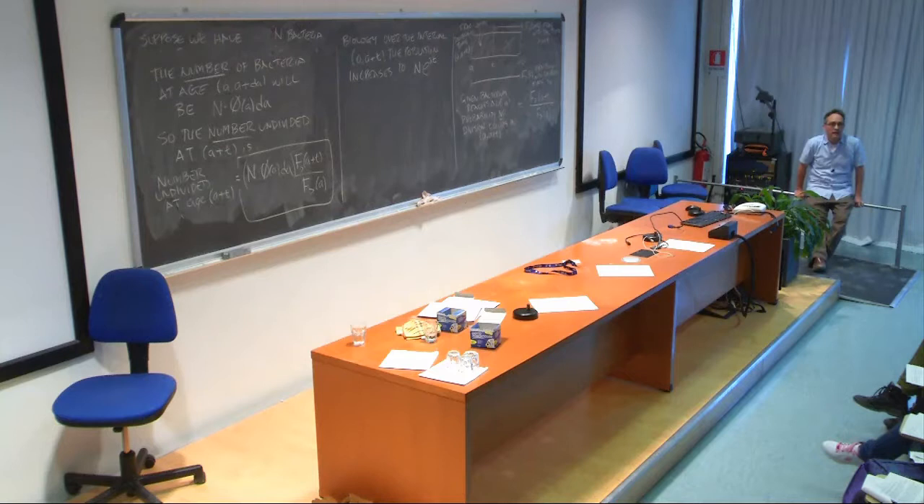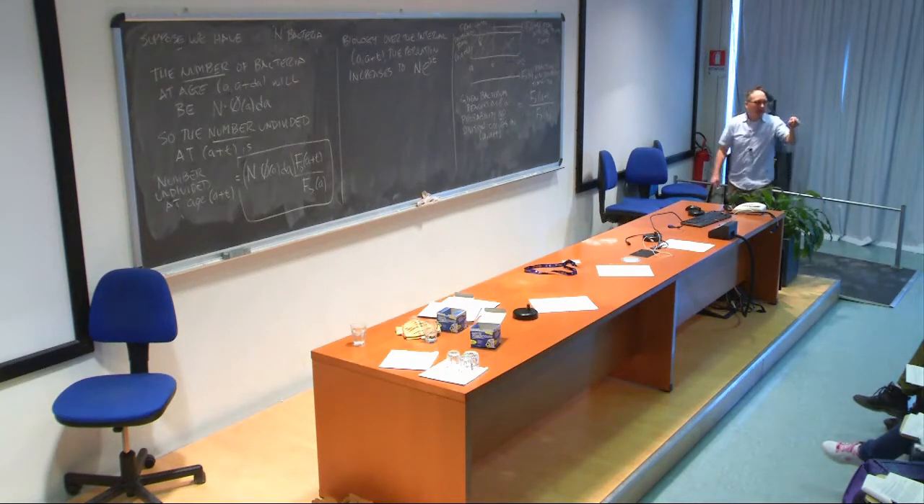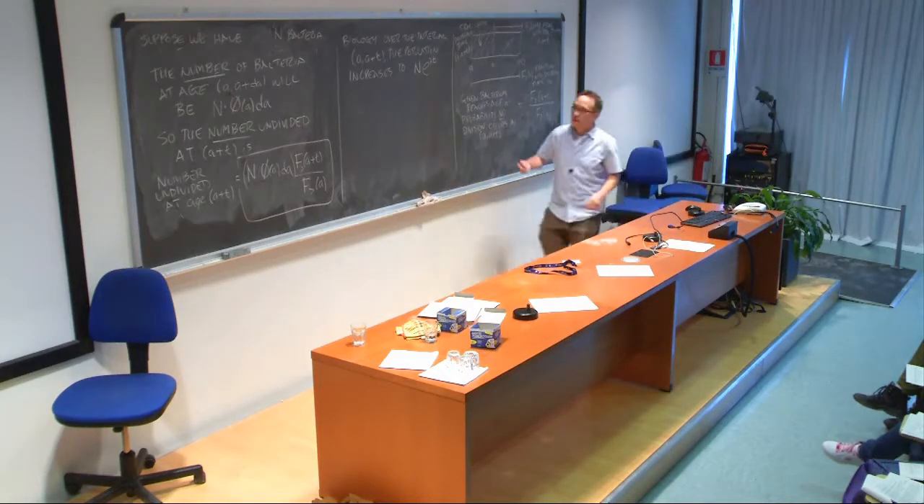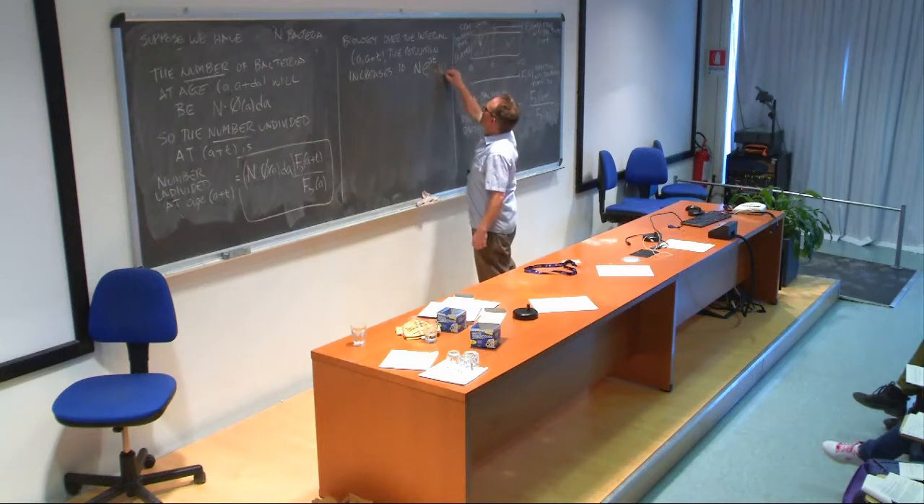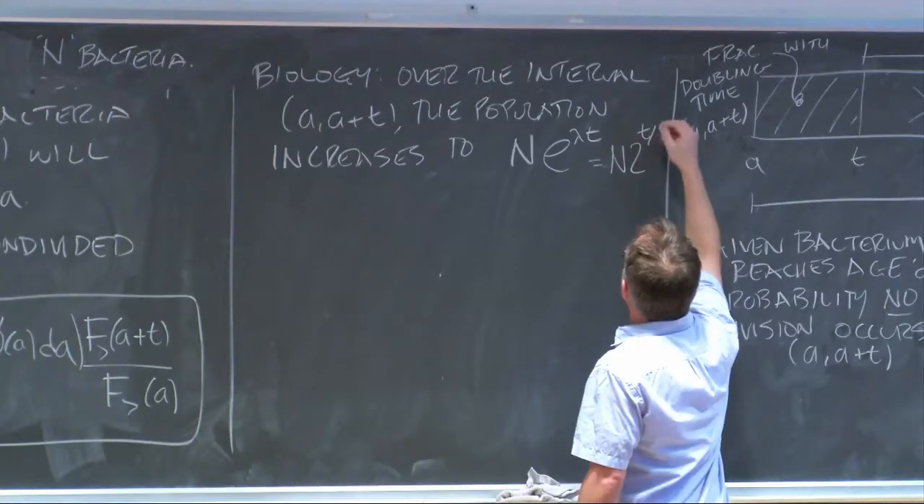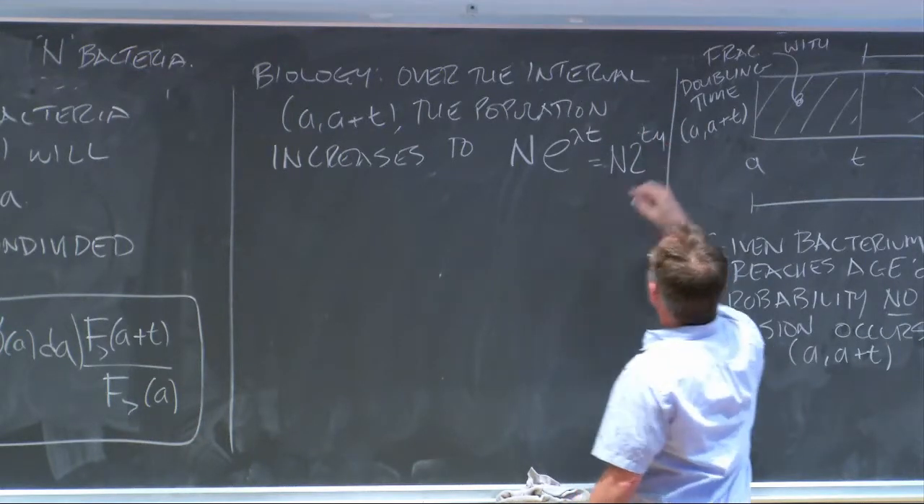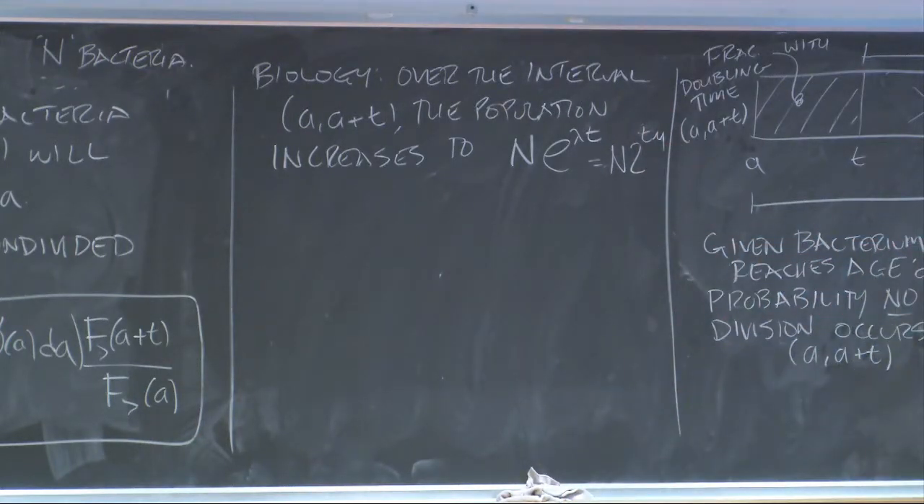Divided and plus one undivided. Exactly. Wait, maybe that's what you were saying. Were you using a base 2? So you were saying 2 to the doubling rate times t? Is that what you're saying? Because this is also the same thing as n 2 to the t divided by some doubling rate, or t times mu, some average doubling rate.